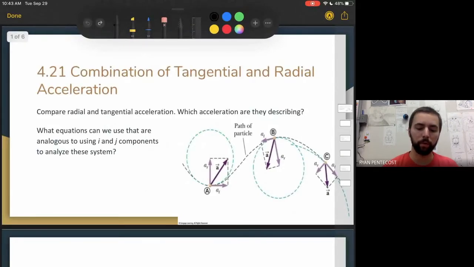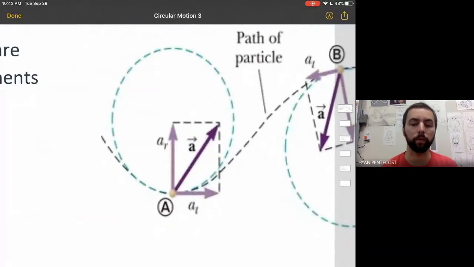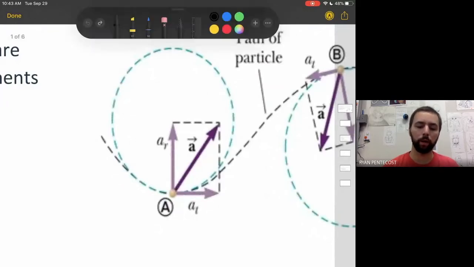If we zoom in here, the acceleration is not purely centripetal, which means radial. It's not purely centripetal acceleration. The acceleration is coming off at an angle, right? You have this acceleration right there. It's not purely radial. So what it wants to know is which acceleration are they describing?